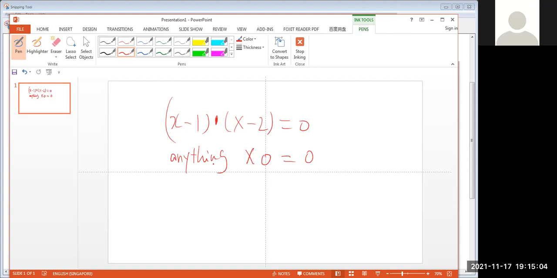So that means, can you see? So that means I have two terms here, okay? So this is my first term. This is my second term. So either of this is 0, I'm going to get 0. Does it make sense?